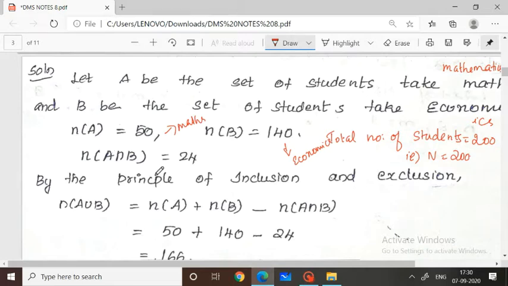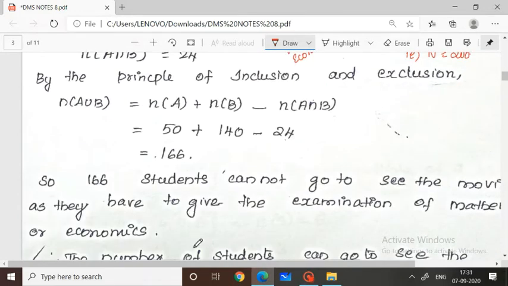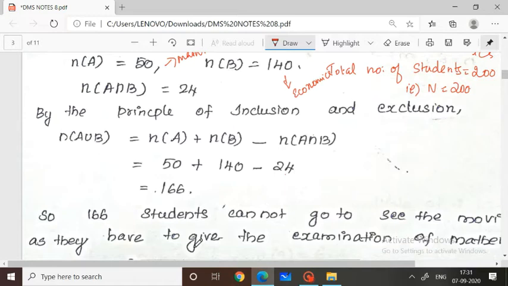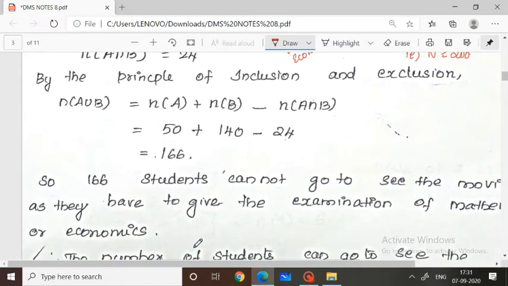Two sets are given here, so we can apply the principle of inclusion and exclusion. n of A union B equals n of A plus n of B minus n of A intersection B, that is 50 plus 140 minus 24 equals 166. But what is asked here? n of A union B, the number of elements in either A or B. So n of A union B means totally 166 students cannot go to see the movie.